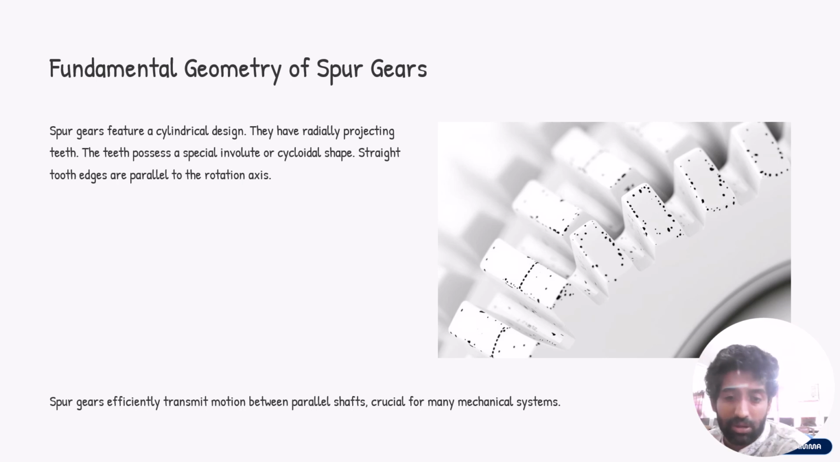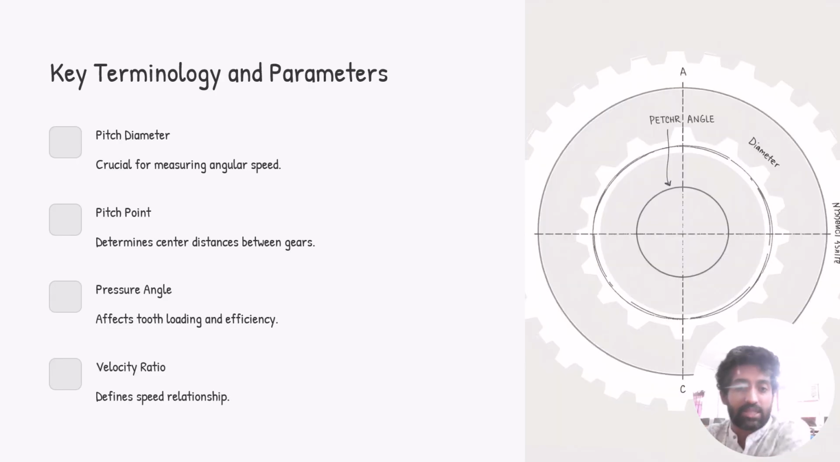So what happens is that a spur gear helps to transfer motion from one point to another point by using its teeth. Now you can see what we have actually: pitch diameter, pitch point, pressure angle, velocity ratio. Pitch angle is nothing but at what angle these teeth are aligned. And the pitch diameter is the diameter.